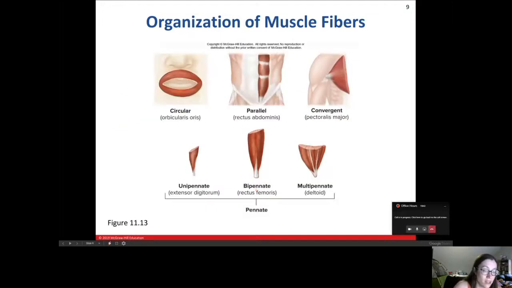A good example of that is the deltoid, which is a multipinnate. And that's one of the reasons it can move in lots of different directions, because you can activate different parts of that muscle.